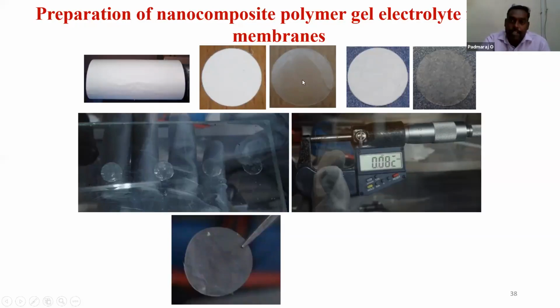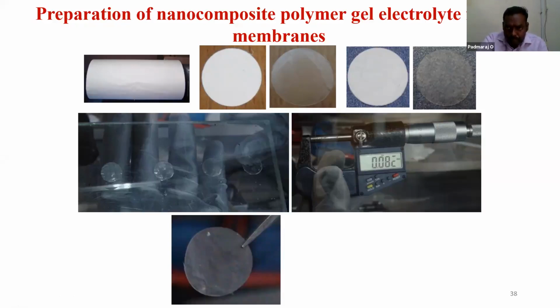See here, what is the difference? This one is pure white, and after soaking in the electrolyte, it looks transparent. What happened? Due to the porous structure, the membrane is able to absorb a sufficient quantity of electrolyte.